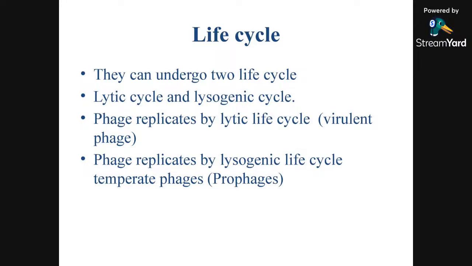A phage that follows the lytic cycle is called a virulent phage. This is called a virulent phage because it immediately destroys the bacterial host after infection. And a phage that follows the lysogenic cycle is called a temperate phage because it does not immediately destroy the host cell. Instead, it enters a dormant phase, allowing the bacterial cell to survive and replicate with the phage DNA and integrate it into its genome.